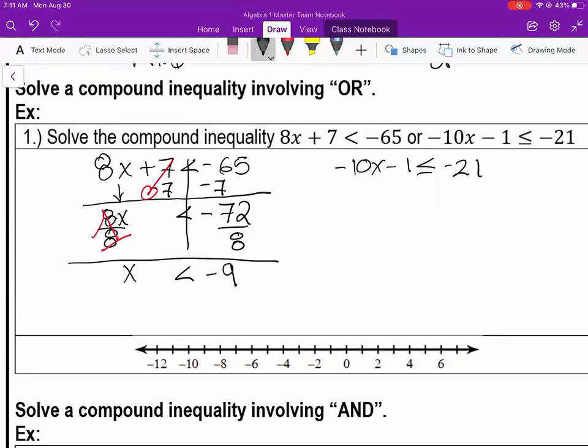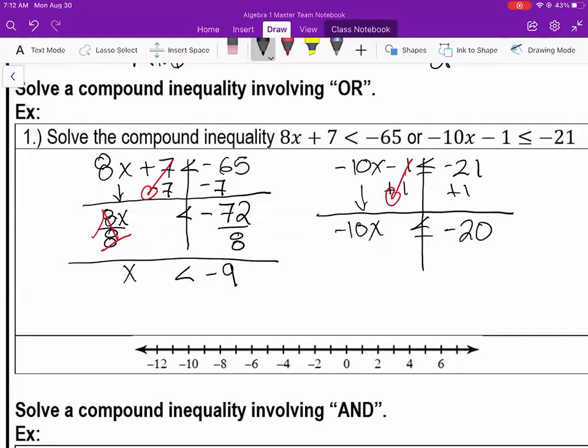Then we got to solve the second one. So same thing, two-step inequality, super easy. First thing we need to get rid of is the negative 1. So what is the opposite of minus 1? That would be plus 1. So I'm going to add 1 to both sides. Go ahead and draw your line and just do the math. First one, let's go ahead and drop it. And then I got negative 1 plus 1, which is 0. So that's gone. And this is less than or equal to negative 21 plus 1, which is negative 20.